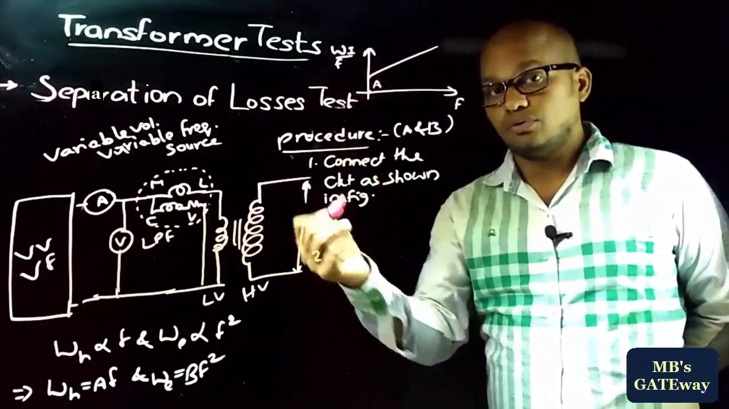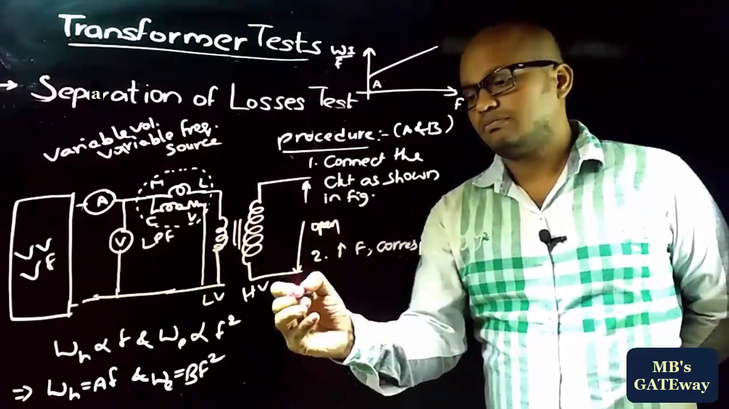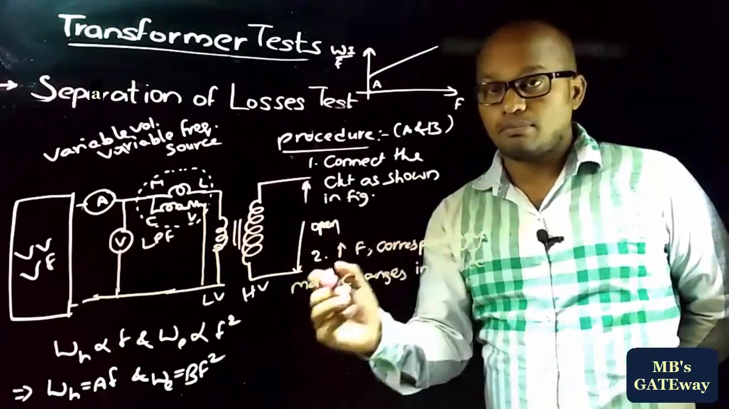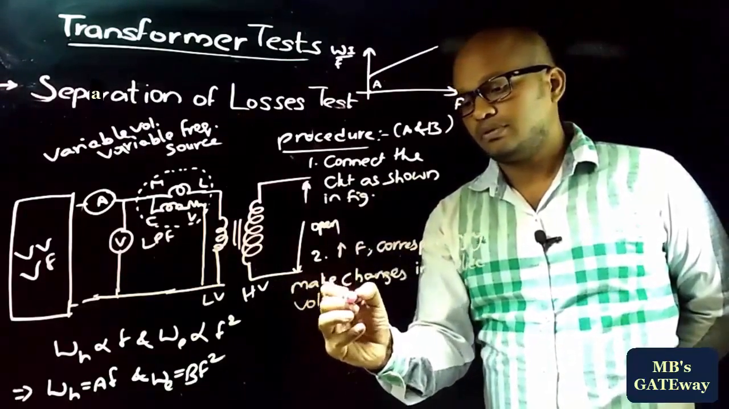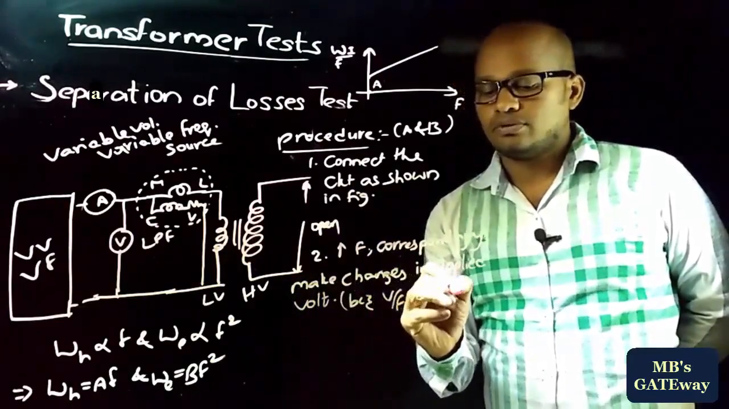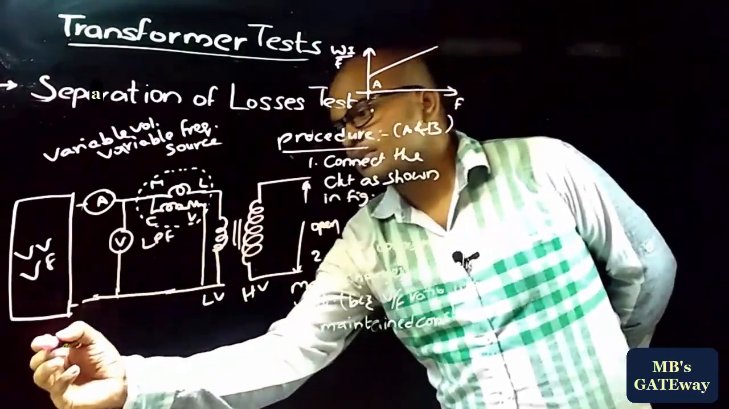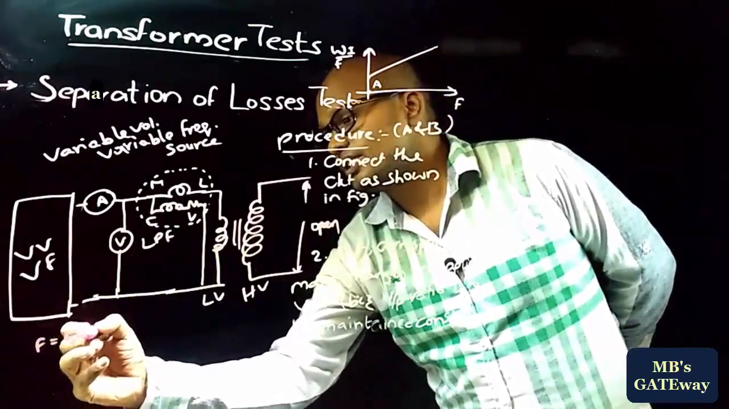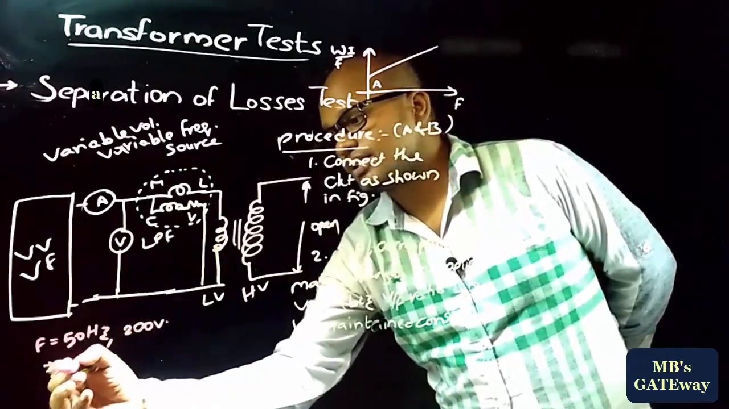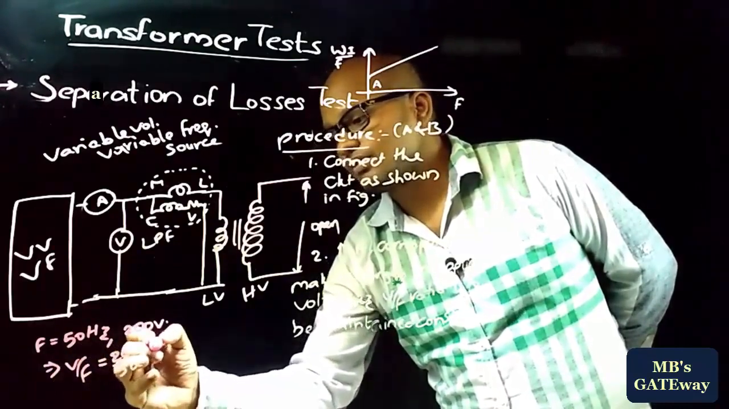Therefore, the second step is increase frequency and correspondingly make changes in applied voltage, because V by F ratio is to be maintained constant. If suppose the initial frequency be 50 Hz and input voltage be 200 volts, that implies V by F ratio is equal to 200 by 50, which is equal to 4.